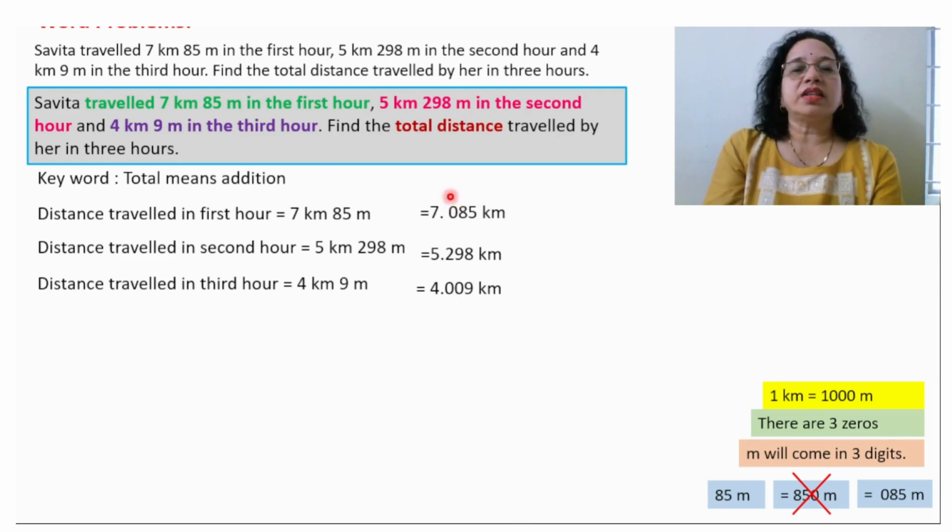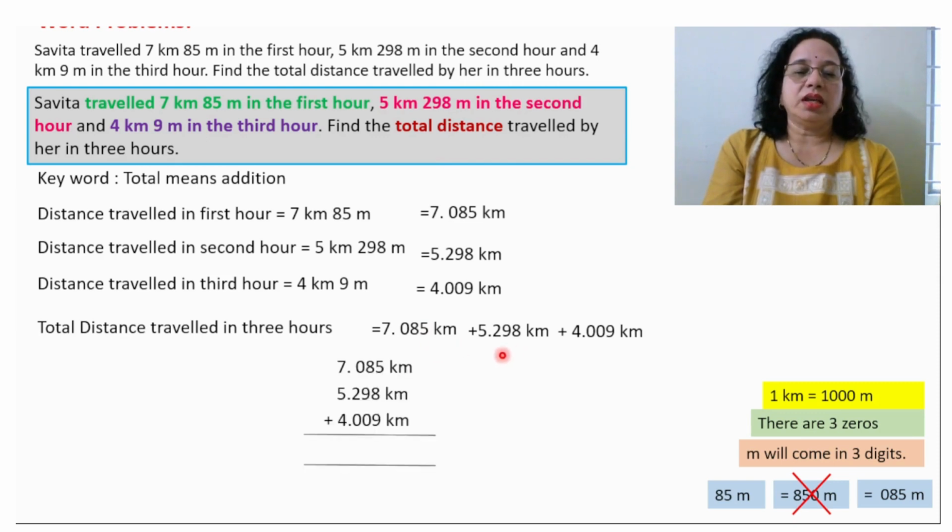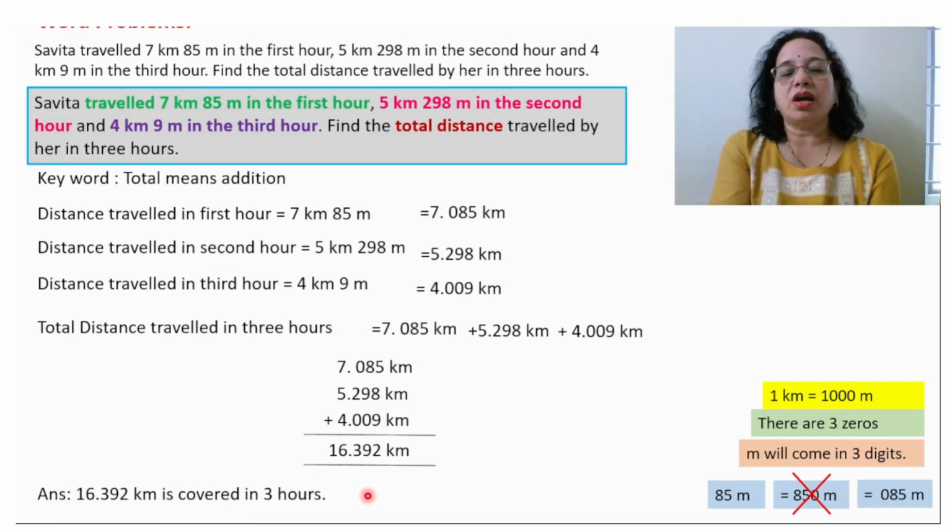So now the last statement, total distance traveled in 3 hours. So we will add this, rearrange in vertical form, make sure decimal will come below decimal. Addition everybody knows, so just add this and write down the answer in a full sentence. 13.392 kilometer is covered in 3 hours.